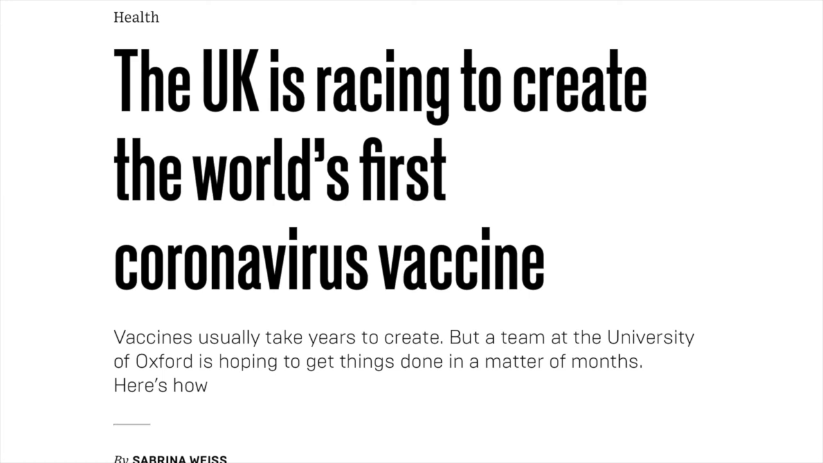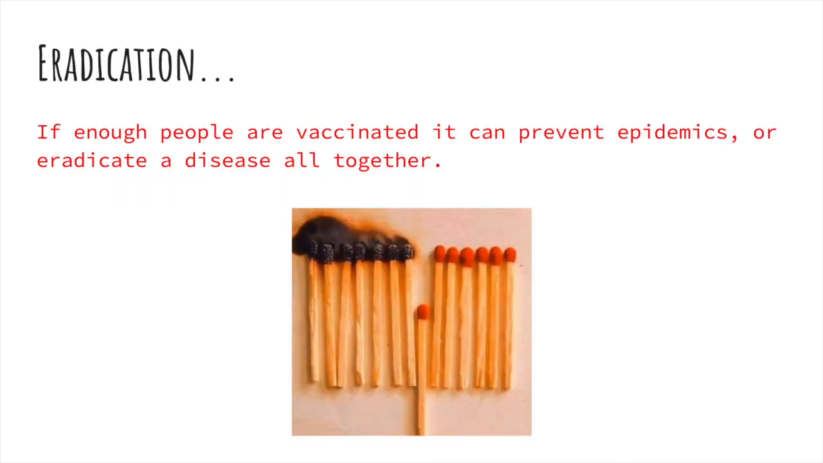But it will take time to go from developing it to making sure it's safe, to making sure that enough people have it to have herd immunity, which is what vaccinations are really for. They prevent epidemics and can eradicate a disease by ensuring that enough of the population is vaccinated and immune to it.